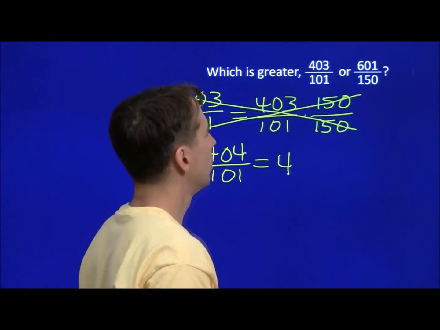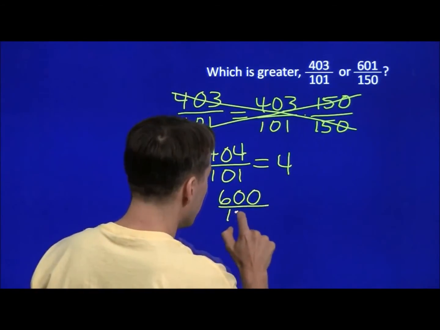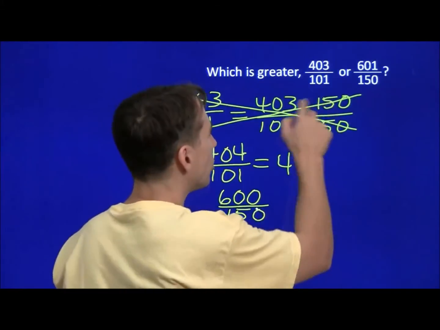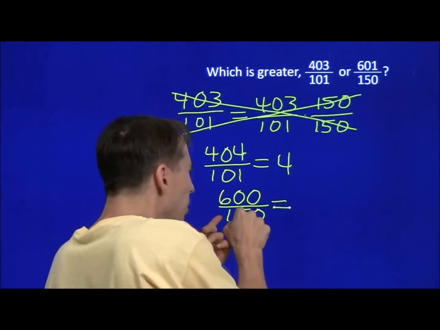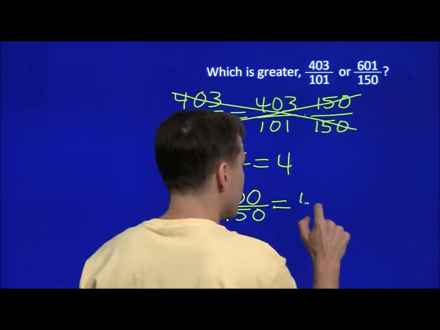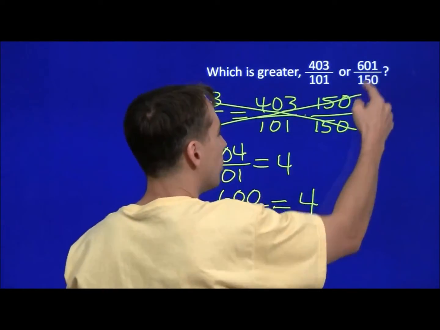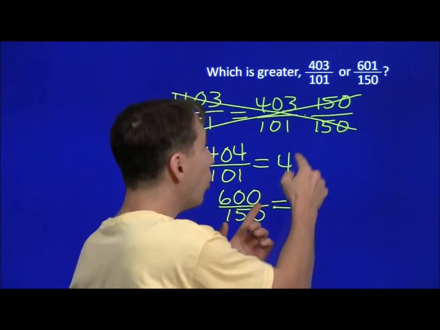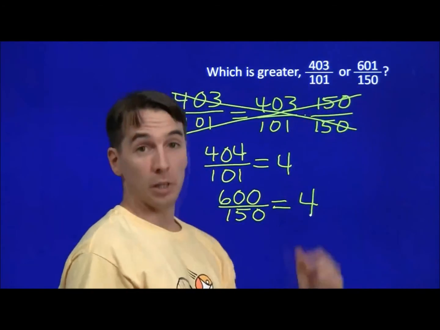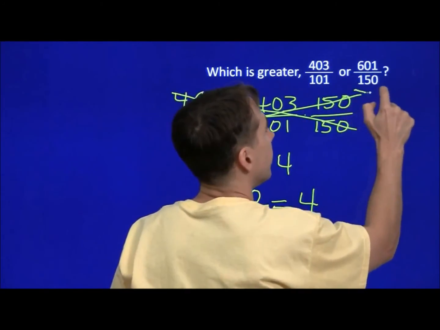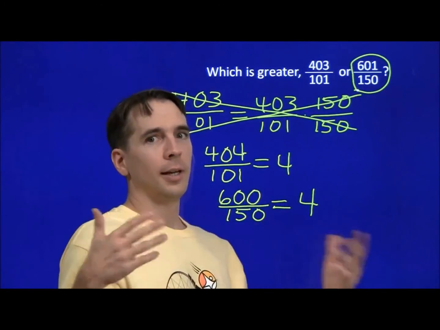How about this? 600 over 150. That one's easy too. Now all we're doing is comparing these numbers to nearby numbers that are easy. 601 over 150 is a little bit more than 600 over 150. 600 over 150 is 4. So this number is a little bit more than 4, and 4 is a little bit more than that number. So this number must be larger than that number. All we do here is remember, fractions are numbers, and we're done.